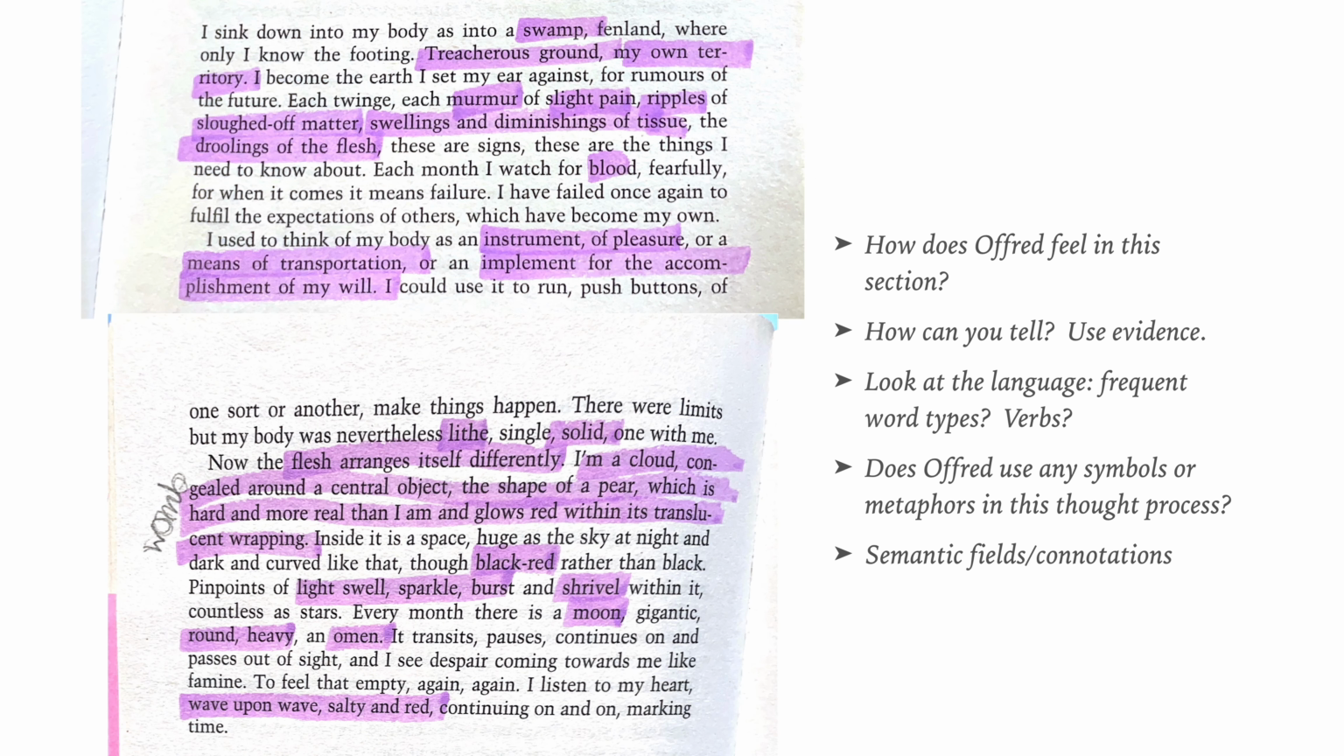We've had an introductory reading of chapter 13 earlier. How does Offred feel in this sedentary section? How can you tell? Use evidence from the things I've highlighted here. Look at the language. What frequent word types are there in terms of verbs, adjectives, nouns? Don't just label them, but make meaningful use of them. Does Offred use any symbols or metaphors in this thought process? Semantic fields or connotations?